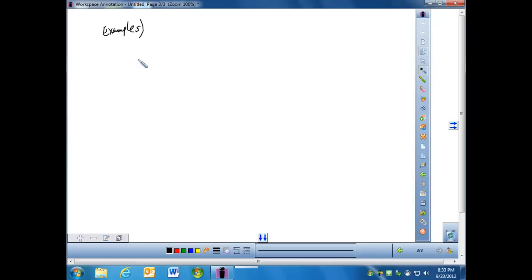So let's look at a couple of examples here, and these examples are in your text. So if you want to follow along with that as well as you can. First one's going to be on page 571. We're looking at example number 7. I'm going to read it to you right now in case you don't have your book open.